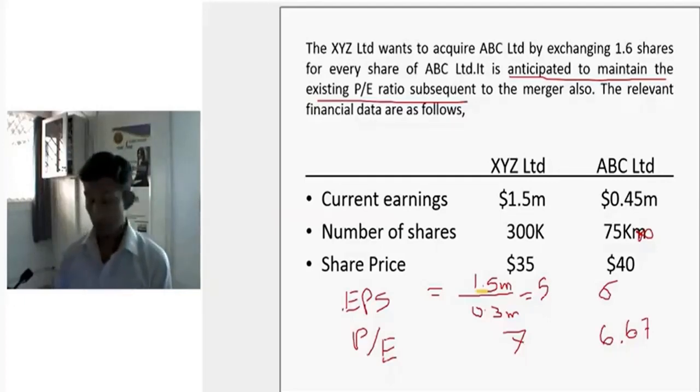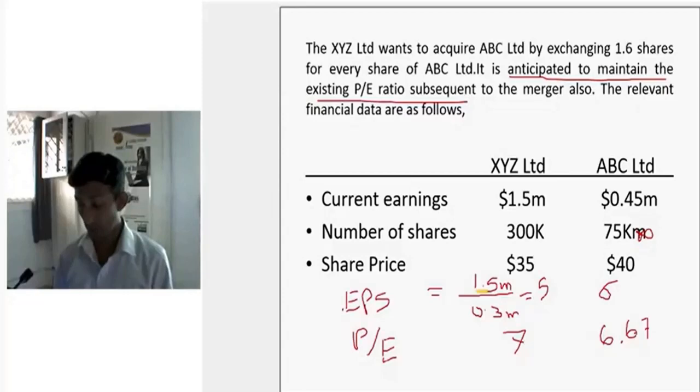Now we calculate the ratio. The ratio is 1.4. So let's first identify how many new shares XYZ has to issue in order to take over ABC. Right, so how many shares did ABC have? 75,000. So in order to take over 75,000 shares, how many XYZ shares have to be issued?